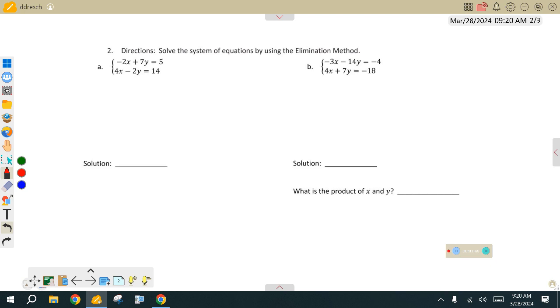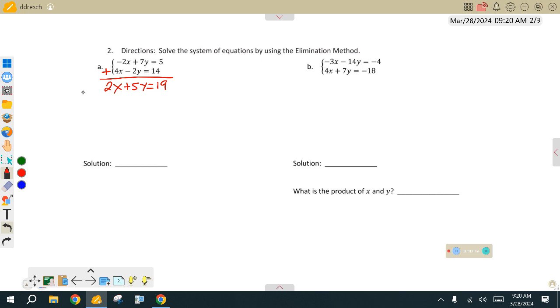Right now, if we were to add these two equations together, which is what you've done before in the past, hopefully, don't write this down. What's negative 2x plus 4x give you? And what's 7y minus 2y give you? And what's 5 plus 14 give you? Something was supposed to eliminate. Did anything eliminate? No, because what we have right now is not working for us.